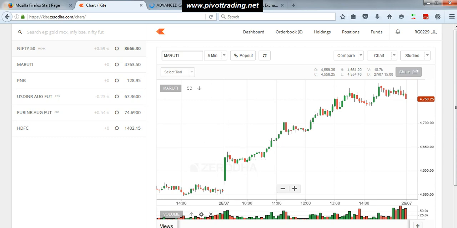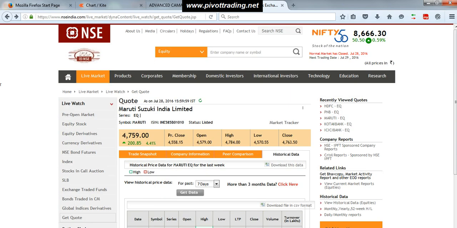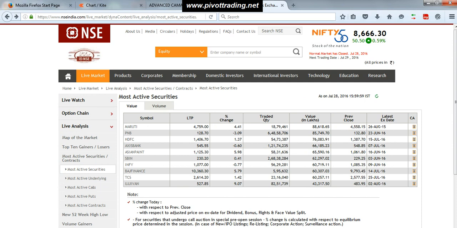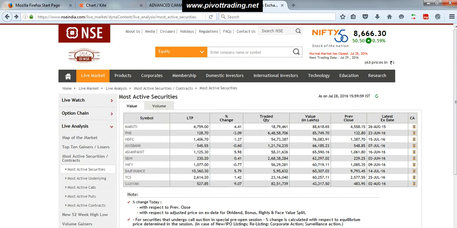But generally the idea is, this kind of probable movement is possible when we are selecting the script from most active securities. That's the main advantage or main trick here of script selection. So this was how one of the scripts behaved.